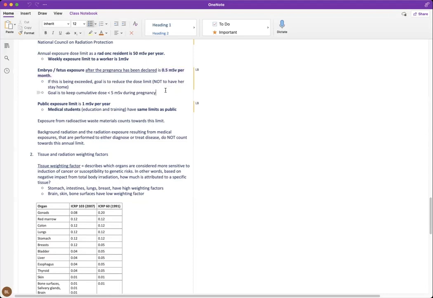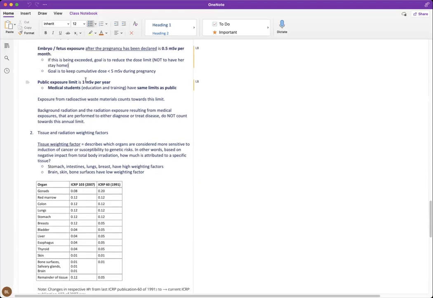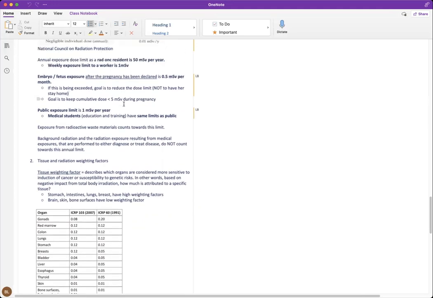So you have a pregnant woman who's working and she's asking, how much dose can I get while I'm on the job? You have to keep the cumulative dose less than 5 millisieverts during the whole pregnancy, and you have to keep her dose per month less than 0.5 millisieverts. Public exposure limit is 1 millisievert per year. Medical students have the same limit as public.